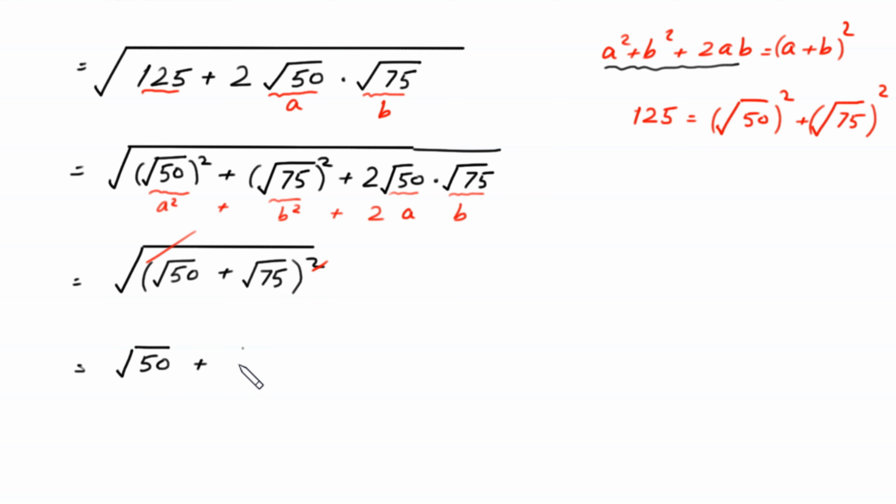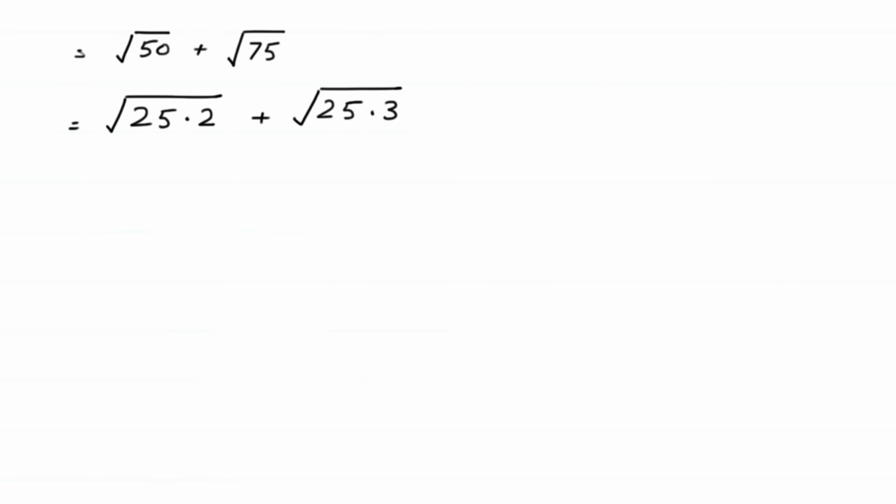Here is left square root of 50 plus square root of 75. Next, we can write this square root of 50 as square root of 25 times 2, plus we can write this square root of 75 as square root of 25 times 3. Now square root of 25 is 5, so we have 5 times square root of 2 plus 5 times square root of 3.